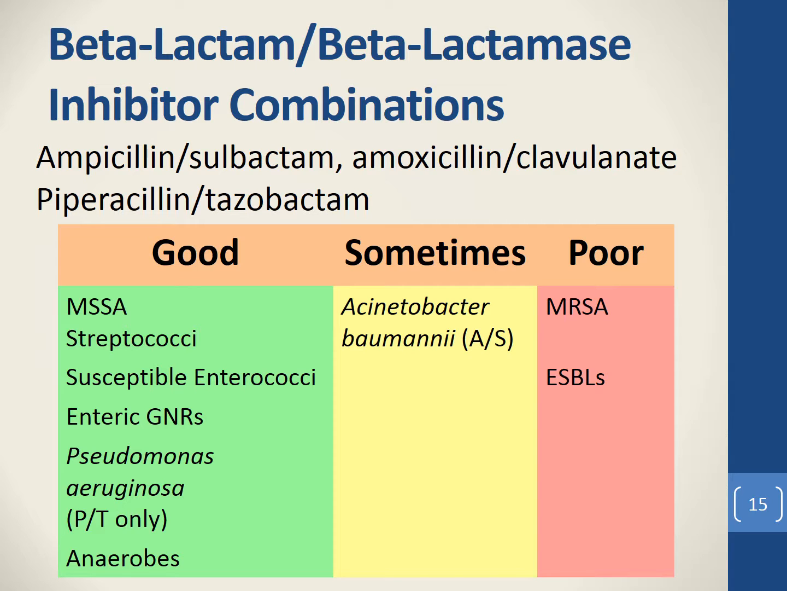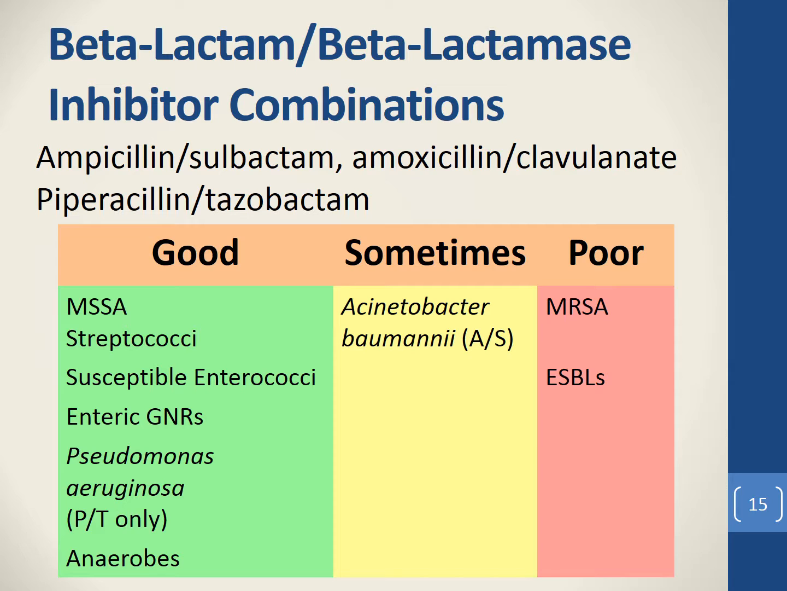So you can see that for the most part, for amp-sulbactam and amoxiclav, you get good coverage against your streptococci, a little bit of coverage against your MSSA, although definitely not as good as your anti-staphylococcal penicillins, and then susceptible enterococcal isolates. And then when we get down to the Pseudomonas coverage, that's where we really only have pip-tazo coming aboard, because obviously the ampicillin and amoxicillin themselves do not have coverage against pseudomonal isolates.